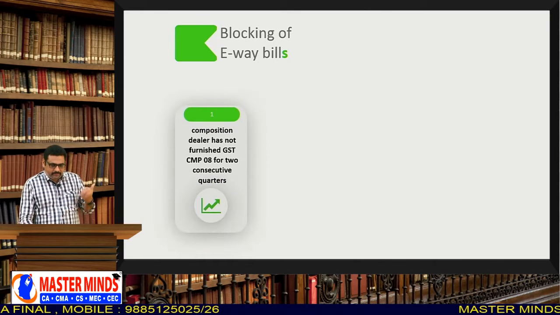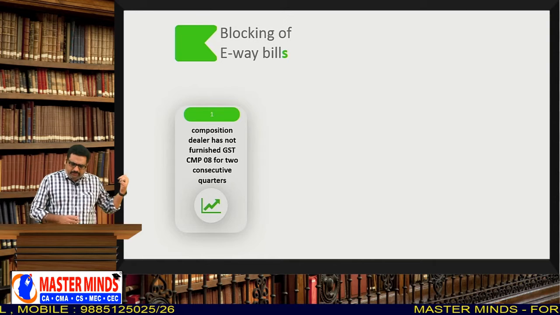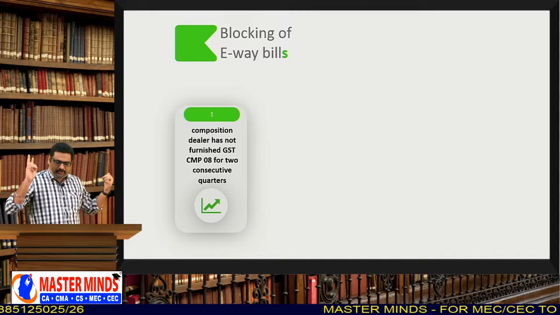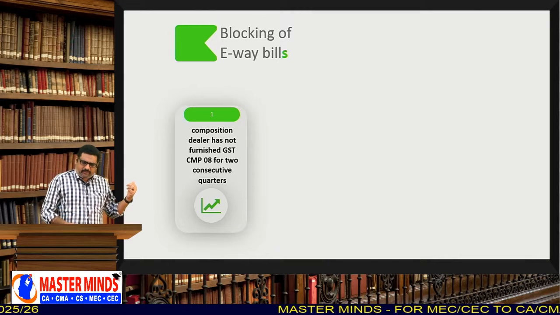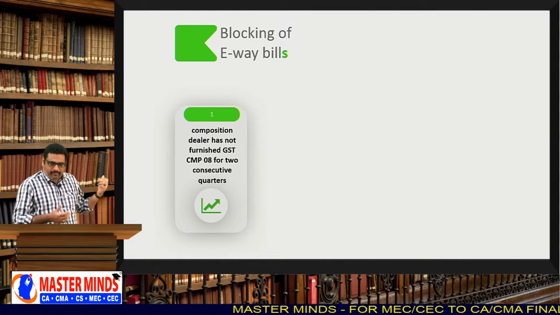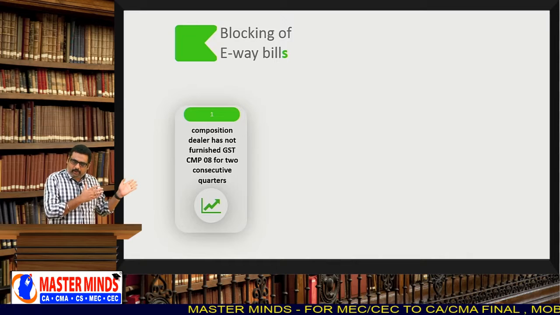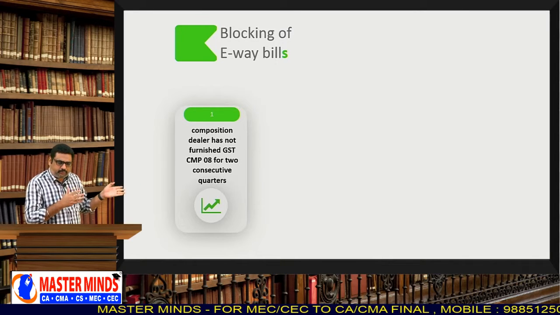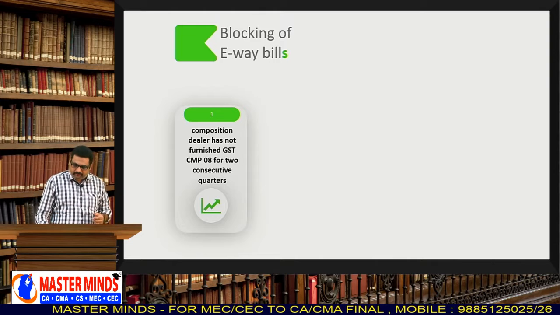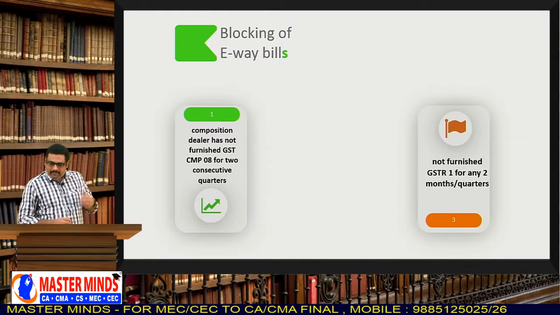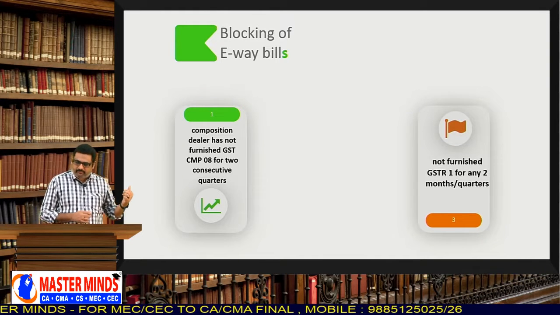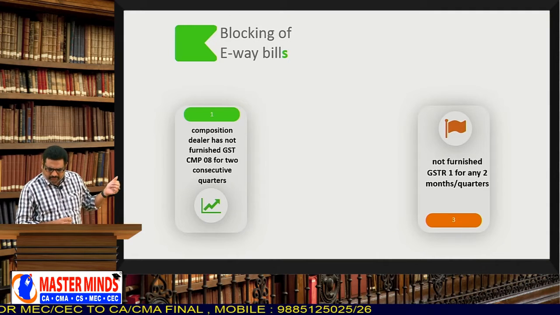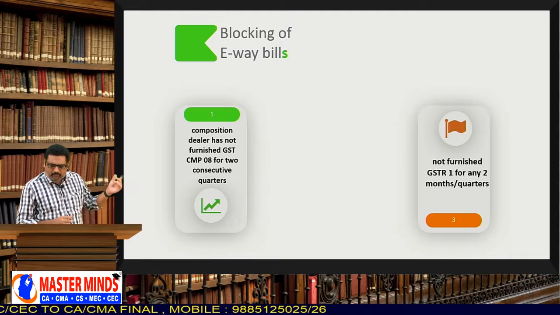Now we will see. If the composition dealer has not furnished CMP 08 for 2 consecutive quarters, that means if CMP 08 is not filed by the composition supplier for a continuous period of 2 quarters, then EWAY bills can be blocked. And in the same way, if the normal registered person has not furnished GSTR1 for any 2 months or quarters.